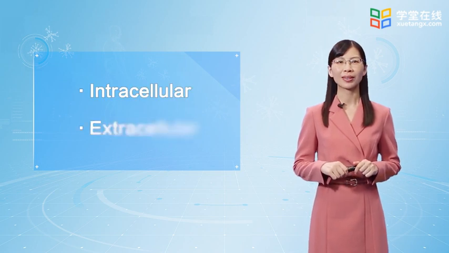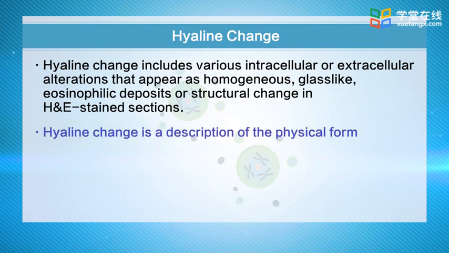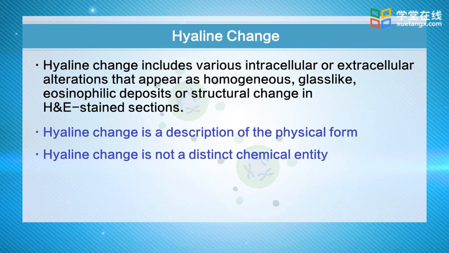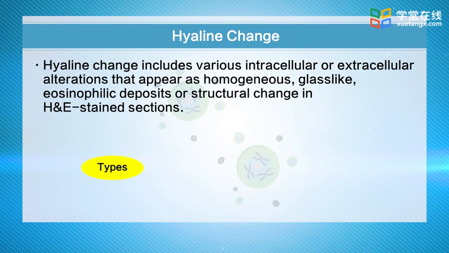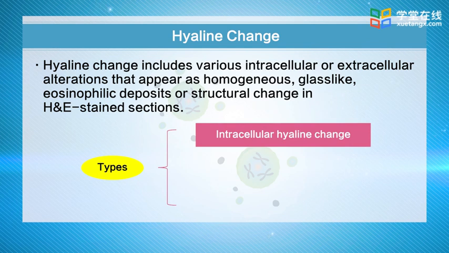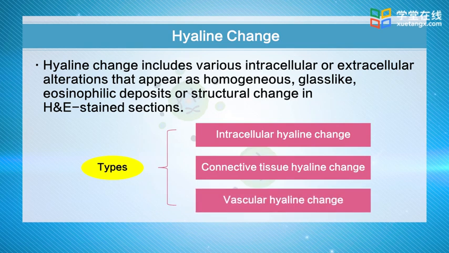Hyaline change includes various intracellular or extracellular alterations. It appears as a homogeneous structural change in the tissue. Hyaline change is a description of the physical form. It is not a distinct chemical entity. These changes are diverse. The mechanisms will be discussed with each morphological type. Major types of hyaline change include intracellular hyaline change, collagenous fibrous tissue hyaline, and vascular hyaline change.